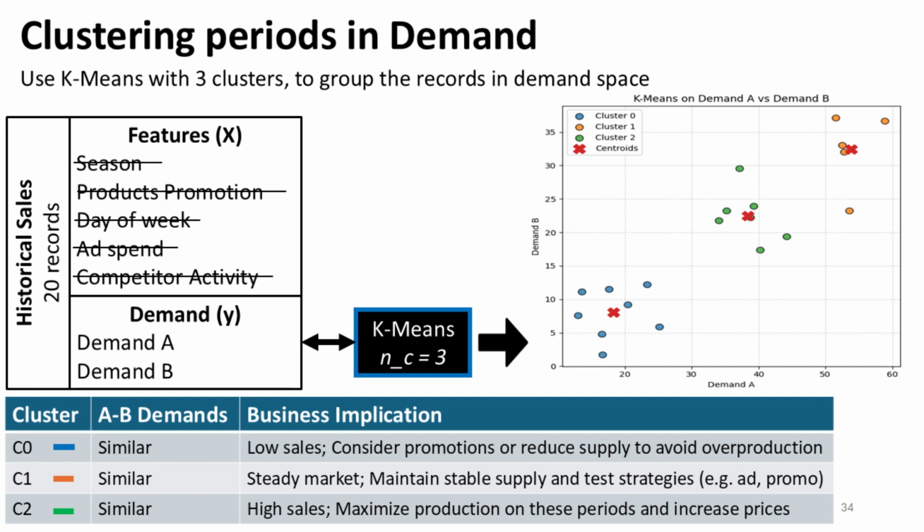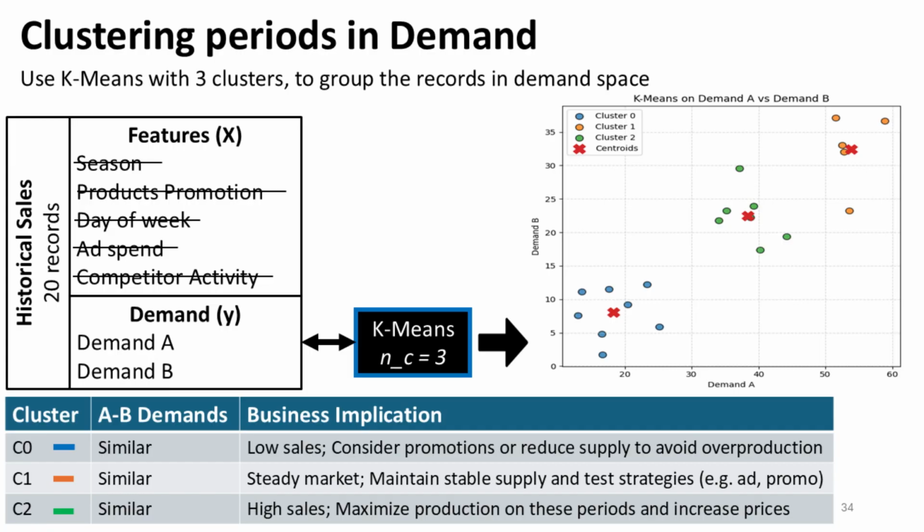Cluster 0, blue. This represents periods of low sales for both products. When we find ourselves in this cluster, we should consider running new promotions or, more importantly, reducing supply to avoid overproduction and wasted inventory. Cluster 1, orange. These points reflect a steady market. In these periods, our best move is to maintain a stable supply chain while testing different marketing strategies, like adjusting ad spend or specific promos, to see if we can nudge the market toward higher demand.